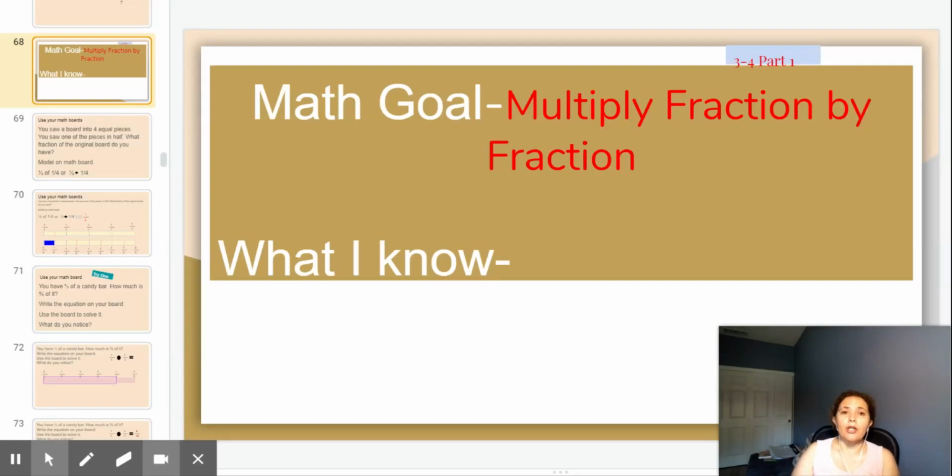All right, so today this is lesson 3-4, part 1. This has two parts. This is multiply a fraction by a fraction. So up to now, we had been multiplying a fraction by a whole number, but now we're going to multiply a fraction by a fraction. So write down what you know or what you think we're going to have to do to multiply a fraction by a fraction.